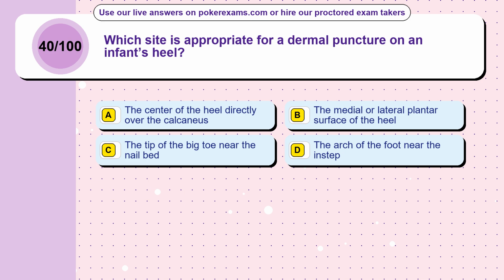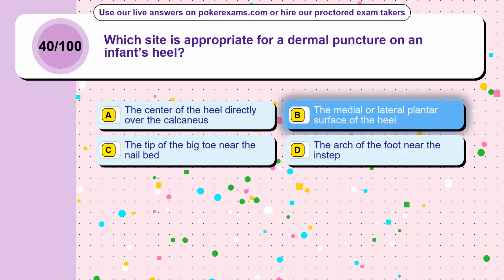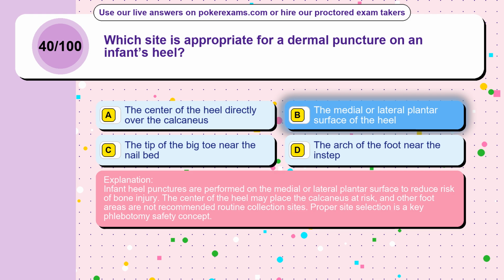Option D, the arch of the foot near the instep. The correct answer is option B, the medial or lateral plantar surface of the heel. Infant heel punctures are performed on the medial or lateral plantar surface to reduce risk of bone injury. The center of the heel may place the calcaneus at risk, and other foot areas are not recommended routine collection sites. Proper site selection is a key phlebotomy safety concept.